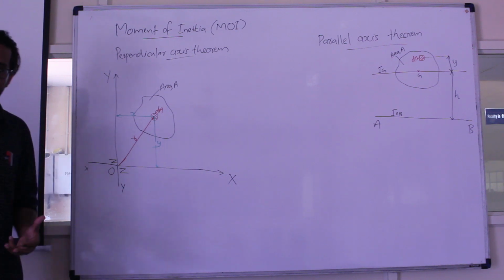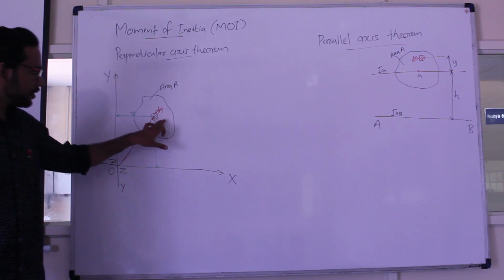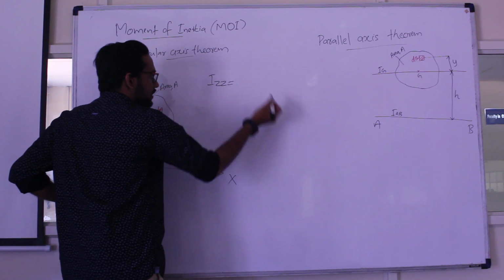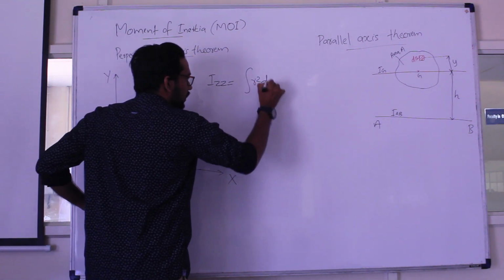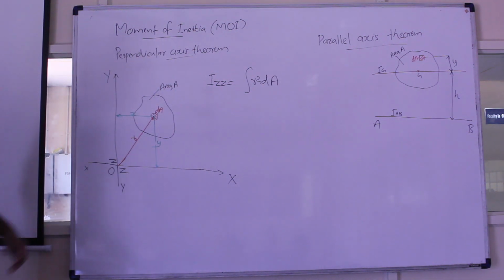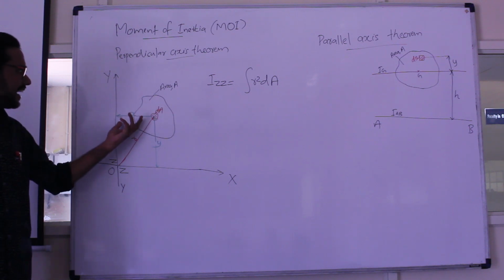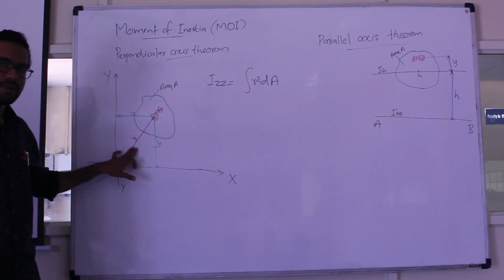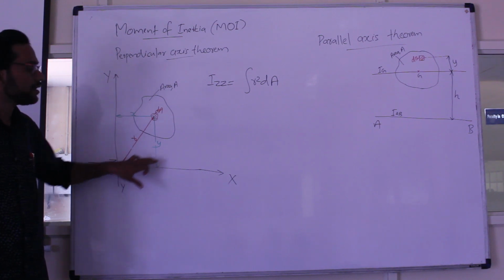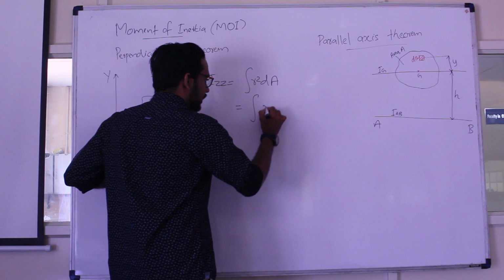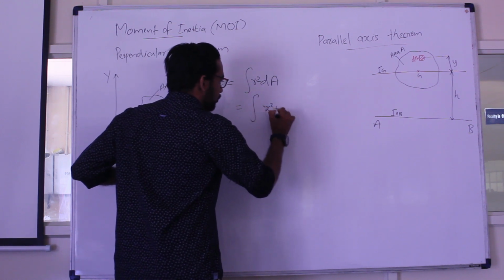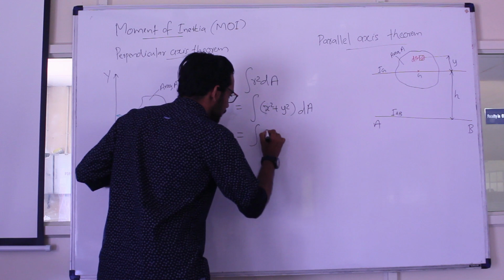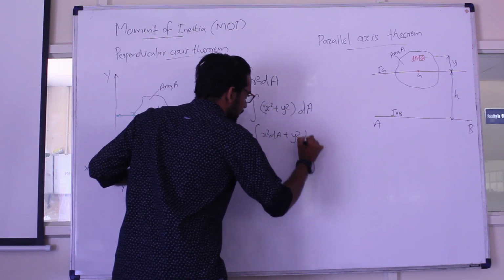Okay, so from the definition we can say that r is the distance between the elemental area and the zz axis. So we can write Izz equal to integral of r square dA. From the figure you can see that the elemental area is at a distance x from the y-axis and y from the x-axis. This is a right angle triangle, so r square equals the hypotenuse squared, which is x square plus y square. So we can rewrite the equation as r square equal to x square plus y square, dA. Separately this becomes x square dA plus y square dA.